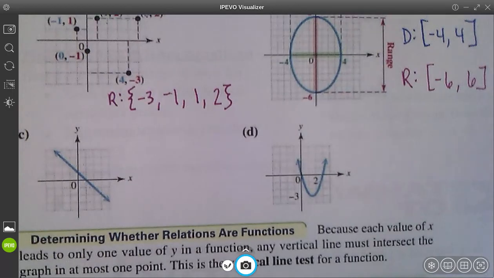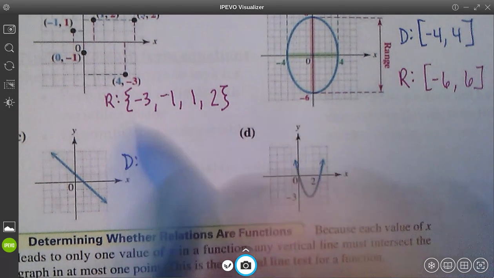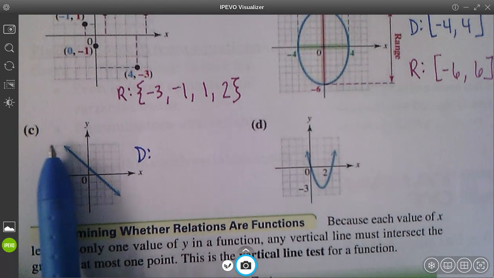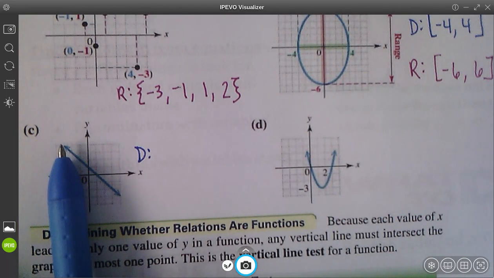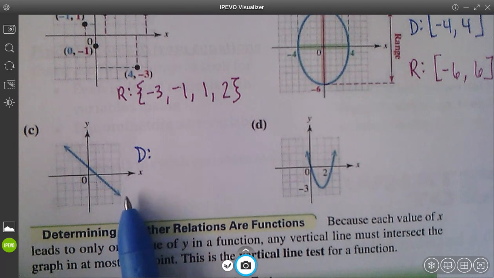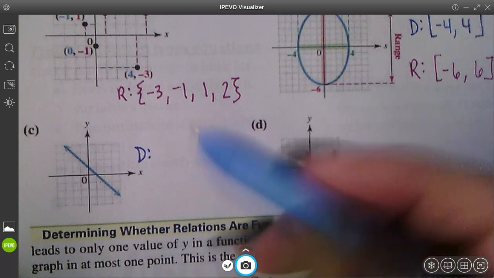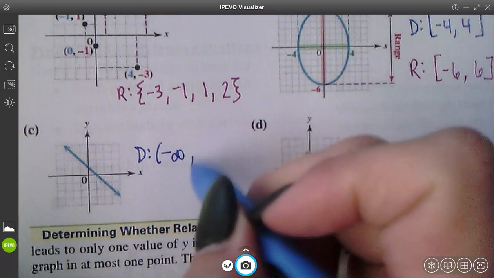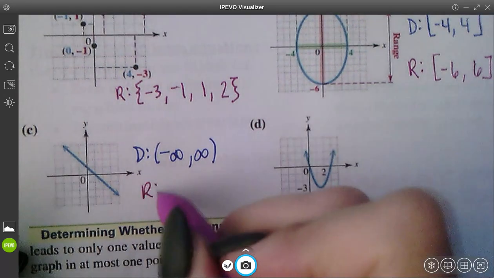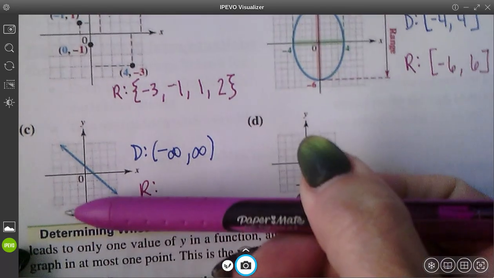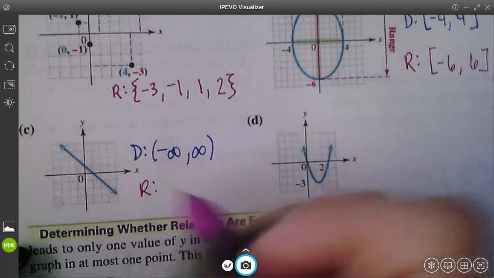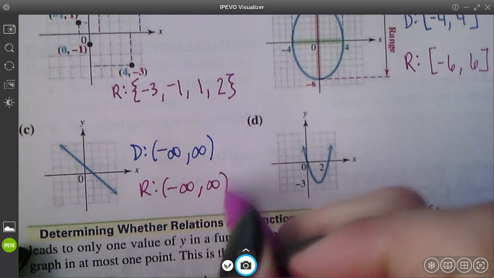Letter C, domain. Again, when the dots are connected, we scan left to right. So going left to right, the first thing that I run across is an arrow, which means I'm starting at negative infinity. And the last thing I run across is another arrow, which means I end at positive infinity. So this domain is negative infinity to infinity. And the range, starting from the bottom, the first thing you run into is an arrow. The last thing you run into is also an arrow. So the range is negative infinity to infinity.